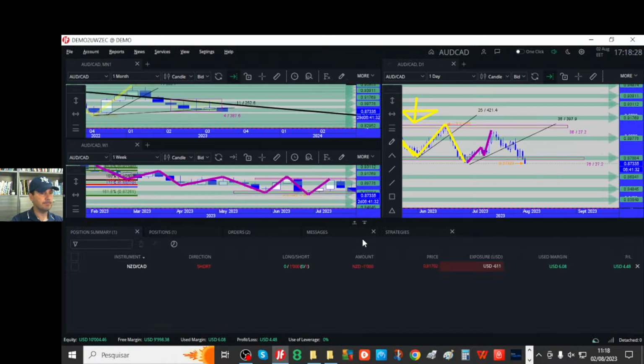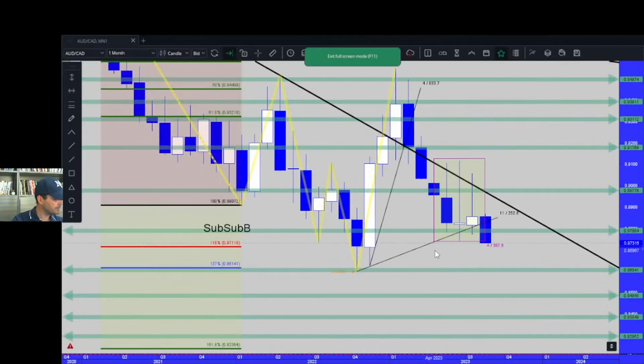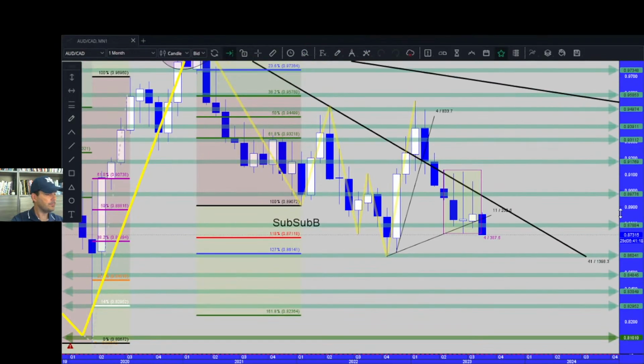Exposure though, I'm not sure why this is, well anyway. Right, so AUD CAD monthly chart first. Alright, everybody, give me a second. One of the traders is sending me questions.